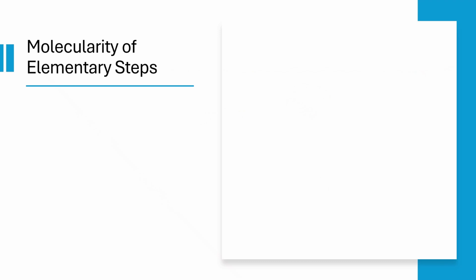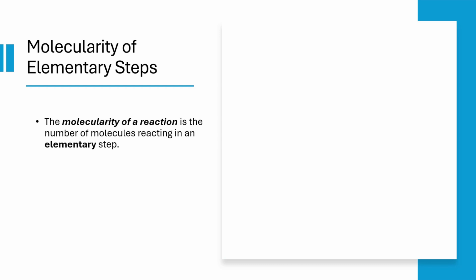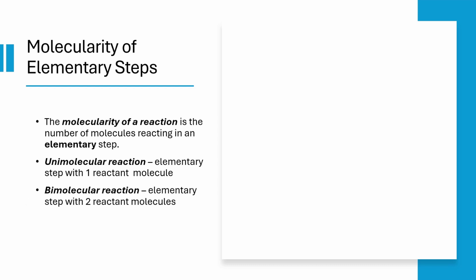Each elementary step has something we call a molecularity. By definition, molecularity means the number of molecules that are reacting in any given elementary step. Unimolecular is one possibility: a reaction has only one reactant molecule. Bimolecular, up next, is an elementary step with two reactant molecules. And, as you might guess, termolecular is an elementary step with three reactant molecules.